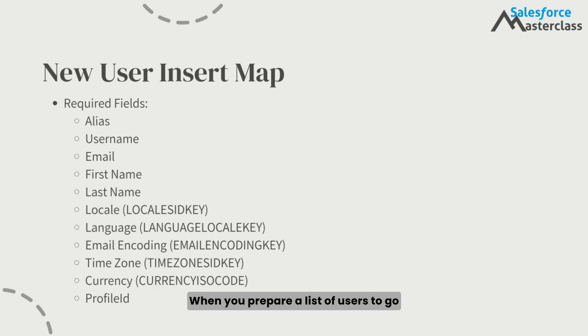When you prepare a list of users to go in via Data Loader, there are a handful of required fields. And whenever you're coming from another database, you will most likely not have everything that you need because that other database didn't store information about users the same way that Salesforce does. When we go through this step-by-step process, we'll talk about how to populate some of these fields that you may not have seen before and that may not already be captured in your historical data.